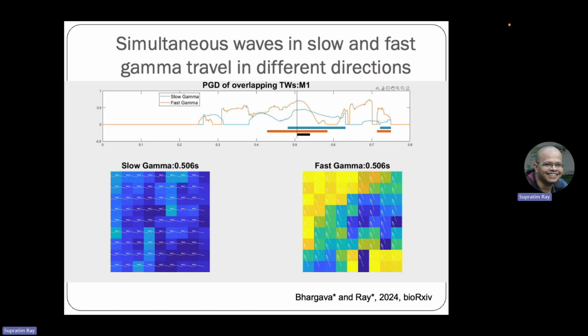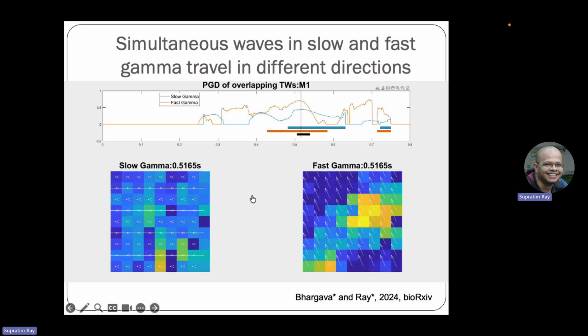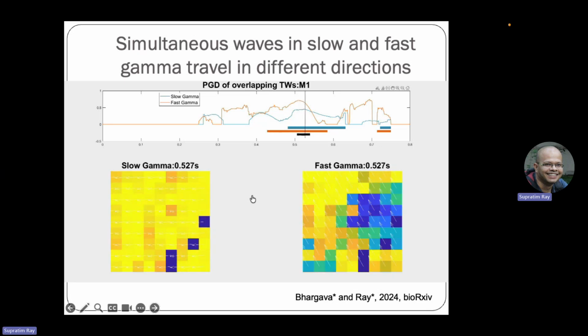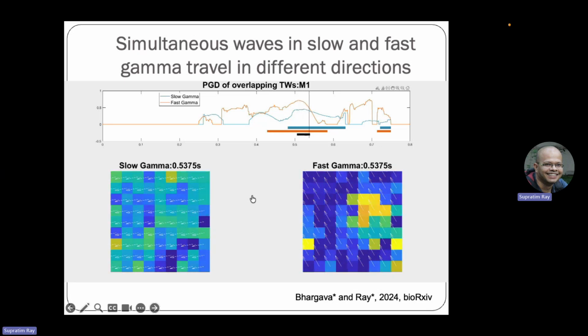This is the data set that we just looked at. We are looking at a time point where the algorithm has detected both a slow and a fast gamma wave. These are simultaneous waves. And what you will appreciate here is that one wave goes this way at the same time the other wave is going that way.